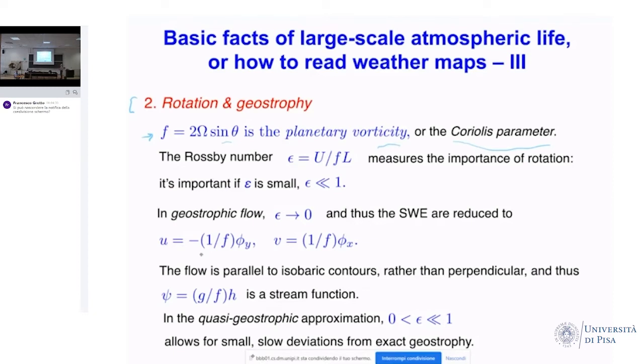Okay? So the flow is parallel to isobaric contours rather than perpendicular, and psi, which is essentially proportional to the height of the free surface, is the stream function. And this is something that if you look at weather maps, these days you can have on the web a lot of weather maps very easily. You have to think of these contours of geopotential as being essentially stream functions. The wind essentially follows these lines. In the quasi-geostrophic approximation, epsilon is not zero, but it's very small, and it allows for small, slow deviations from exact geostrophy.